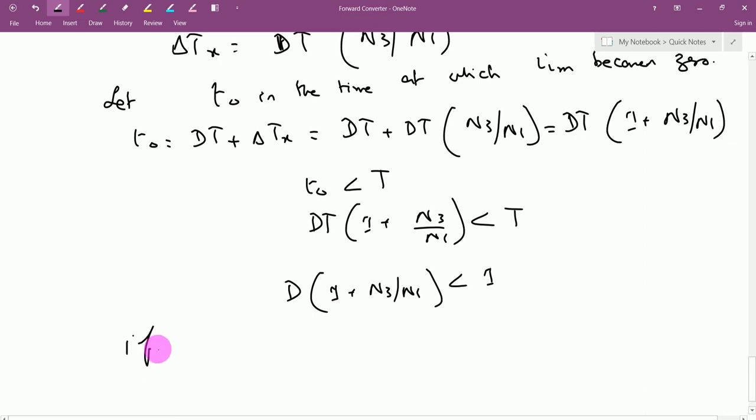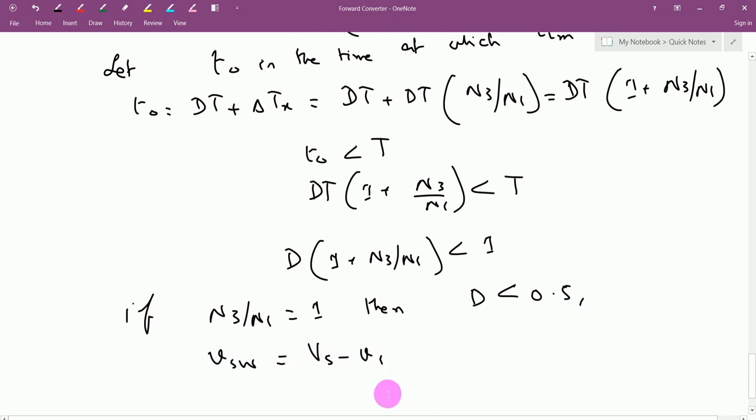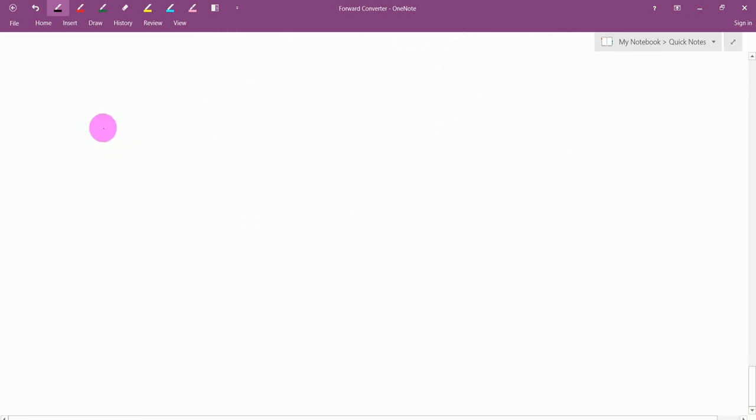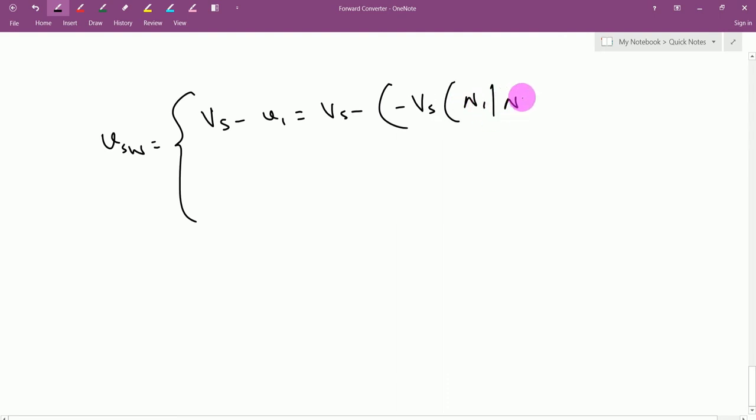So if, let us say, N3 over N1 is equal to 1, which is usually the case for most practical scenarios, then we have D less than 0.5. The voltage across the open switch is VSW equal to VS minus minus V1, and this gives us an expression for the voltage across this particular switch. This is VS minus V1, that is equal to VS minus minus VS times N1 over N3, and that is equal to VS times (1 plus N1 over N3).